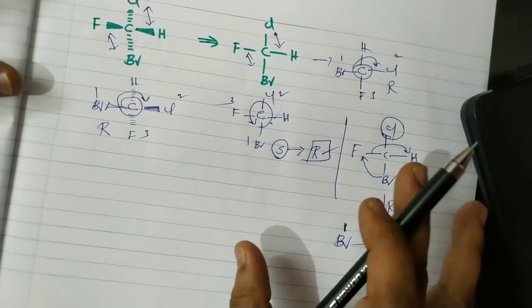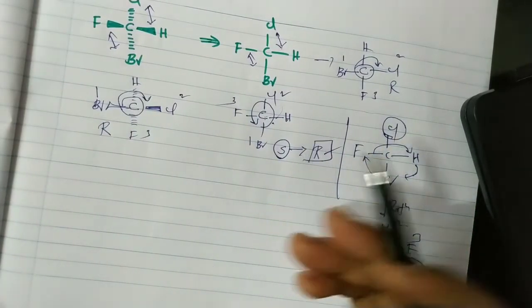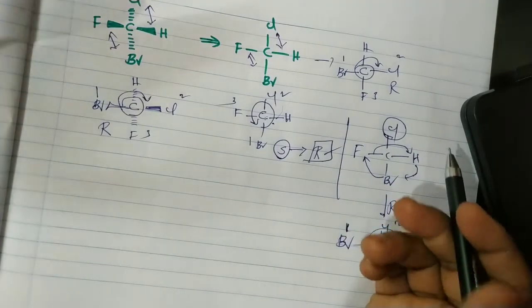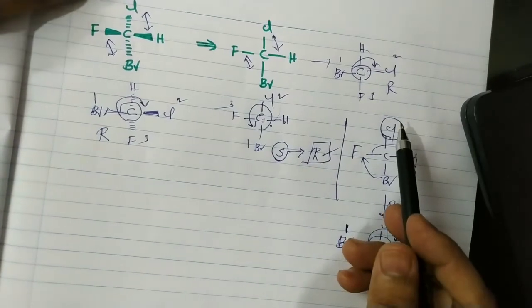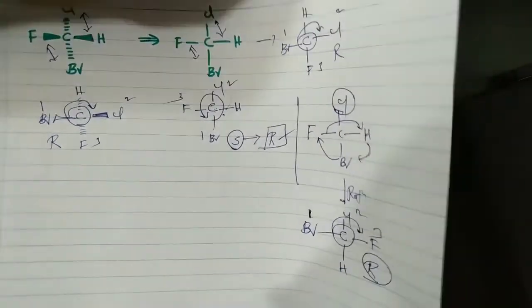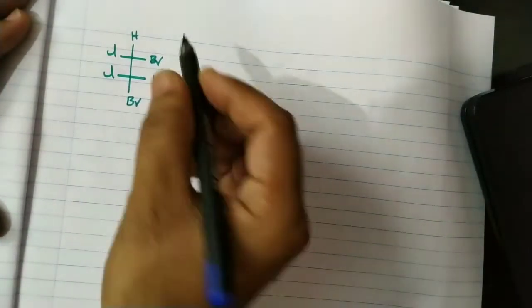So that is a method actually. Here if the least priority group is on the horizontal line, we can take the reverse directly, or we can do some exchanges or rotations. Okay, that's it. And next, here is one more example. Here the chiral carbon has first priority, this chlorine second priority, here carbon third priority, and here hydrogen is the least priority group on the vertical line.